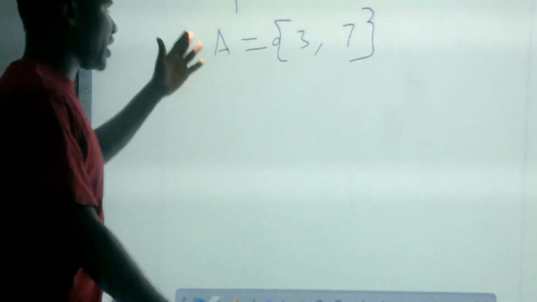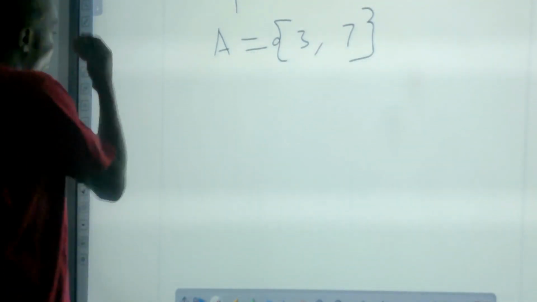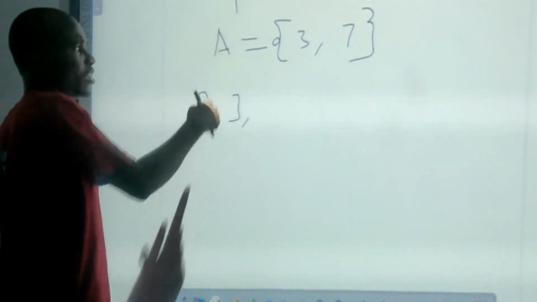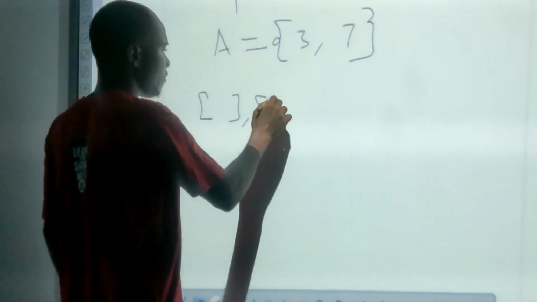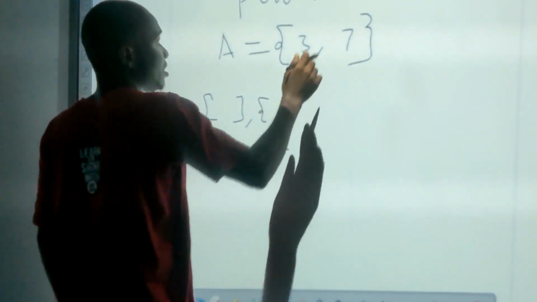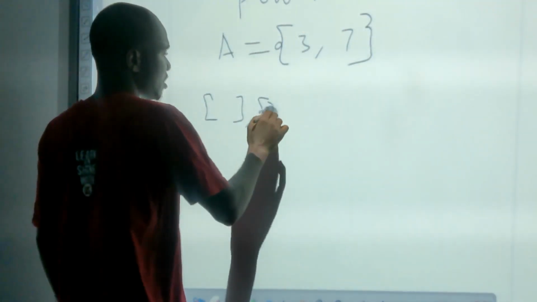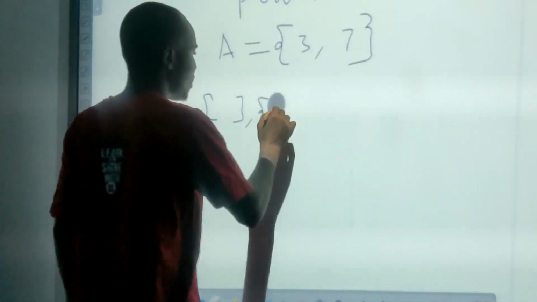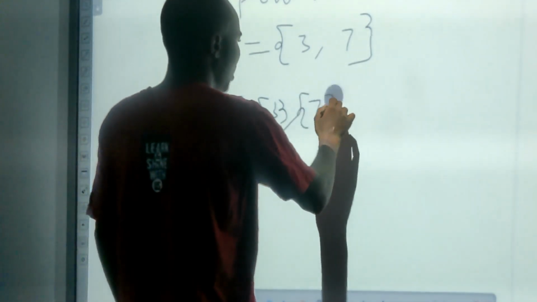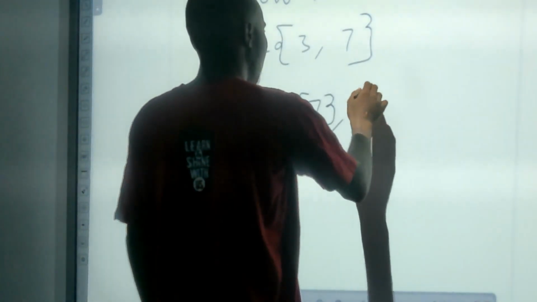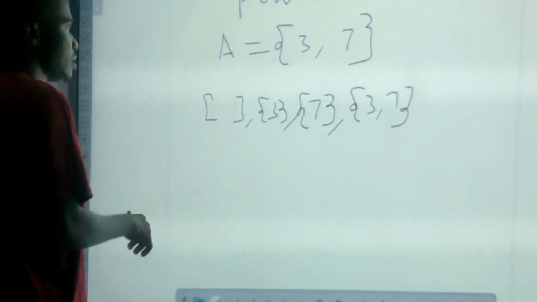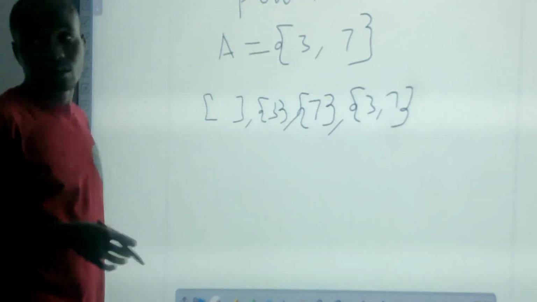The list of all possible subsets defines the power set of the set A. So you can say the power set of A will be the empty set, because the empty set is a subset of A. Then the set that has 3 as its element, the set that has 7 as its element, and the set that has 3 and 7 as elements. So that is that.